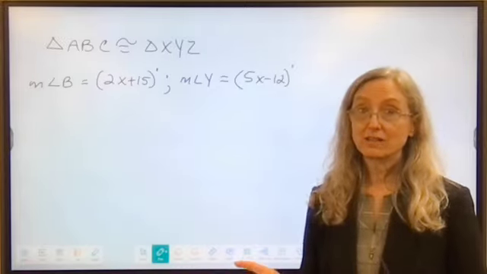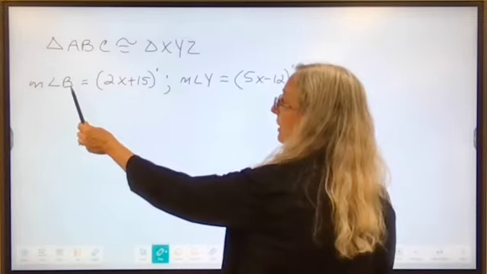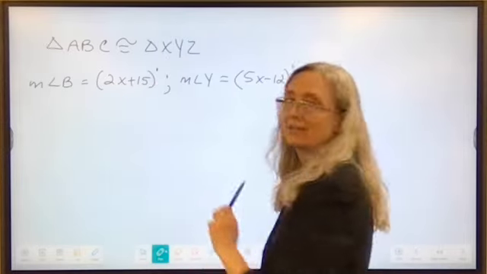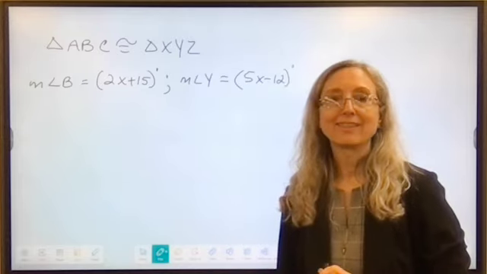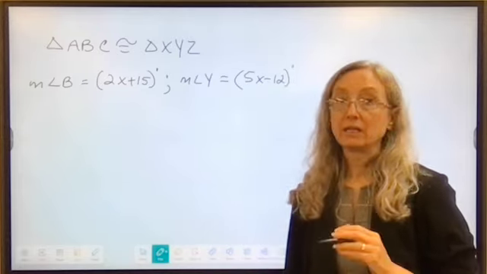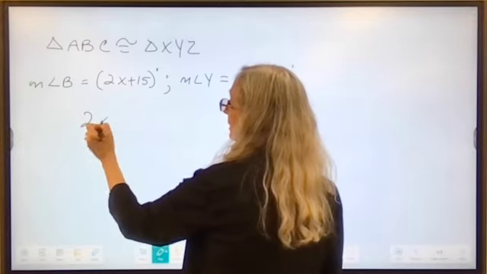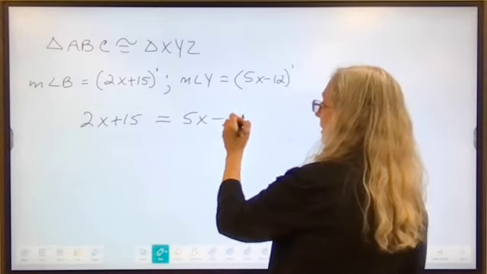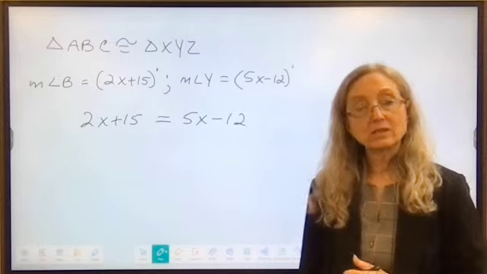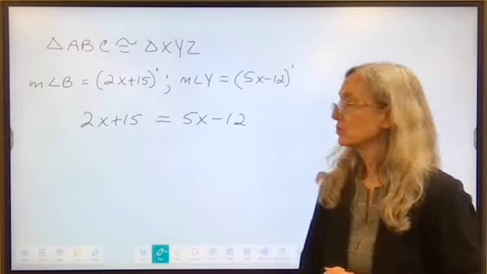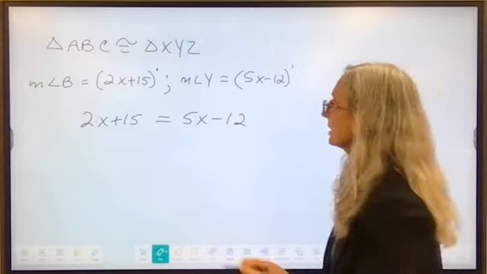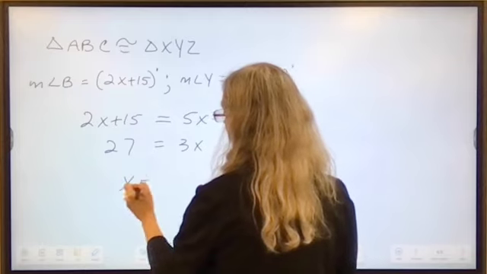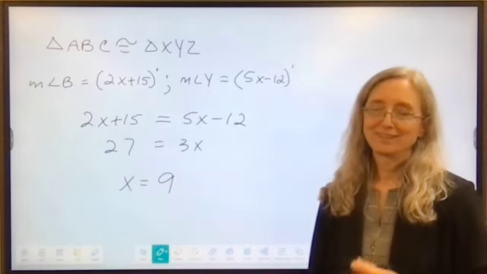Okay, hopefully you paused and you tried it. If we're talking about angle B and angle Y, notice those are both the middle angles. They correspond, therefore their measures are equal. Because of that, 2x plus 15 has to be exactly the same as 5x minus 12. That's the secret for solving this. So when you put your x's together and your numbers together, you've got 3x equals 27, so x is equal to 9. How did you do?